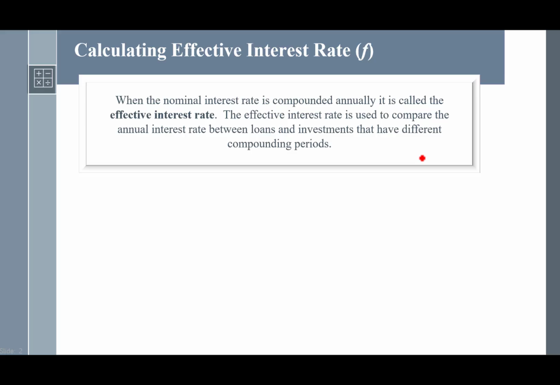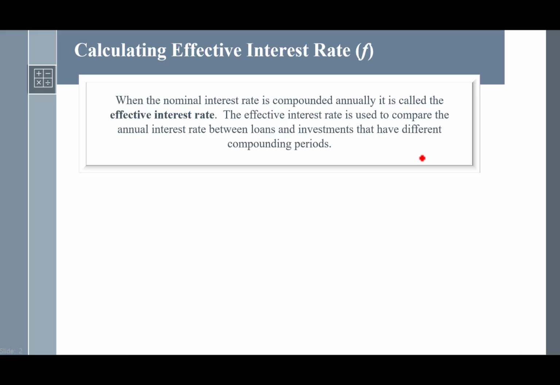The effective interest rate is when we take the nominal interest rate as compounded annually. So if the nominal interest rate is compounded other than annually, let's say semi-annually or monthly, we ask: what is the effective interest rate, the nominal rate if it were compounded annually? This is used to compare two interest rates on loans or investments that have different compounding periods.